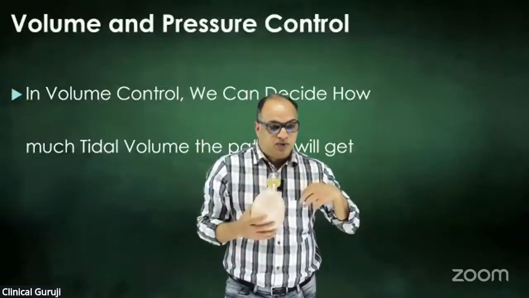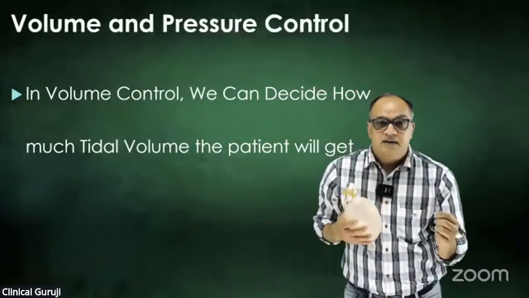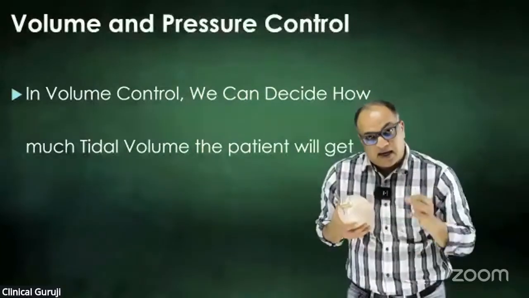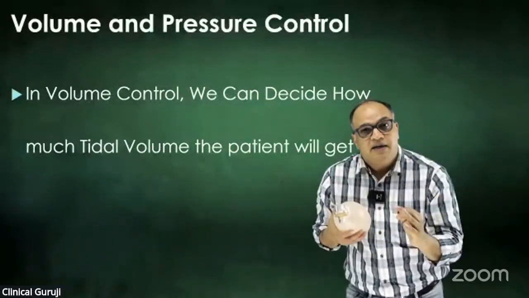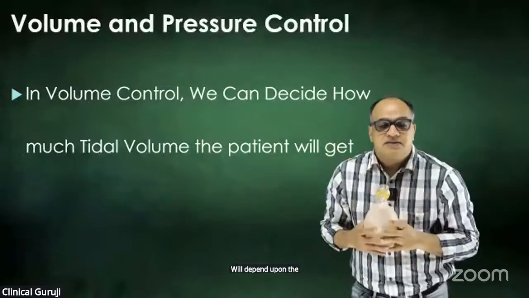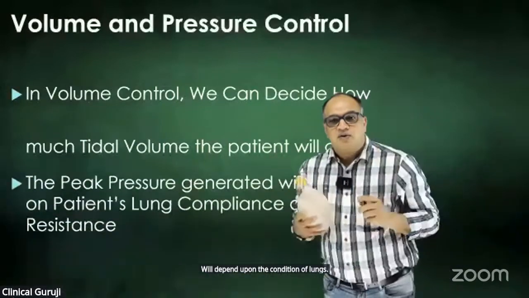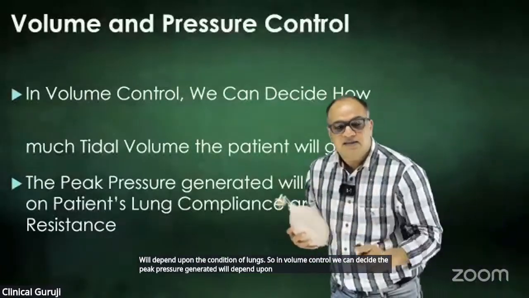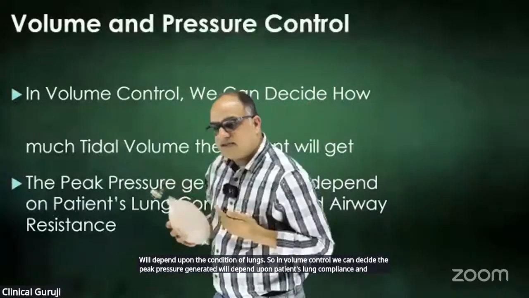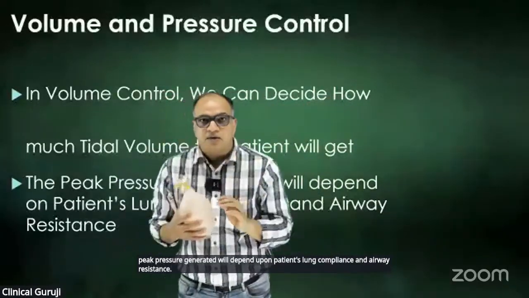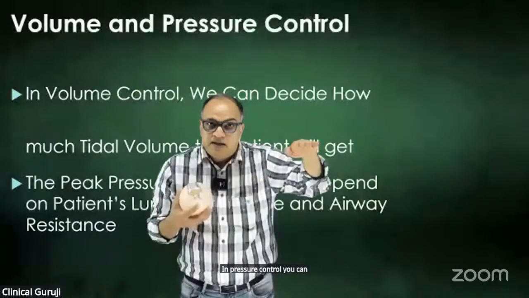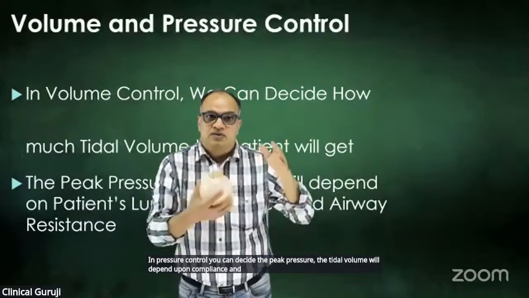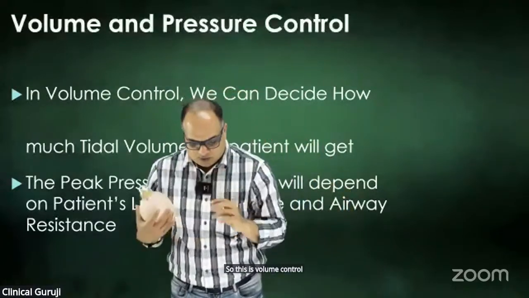In pressure control, we can decide how much peak pressure we are going to tolerate, but the tidal amount generated will depend upon the condition of lungs. So in volume control, we can decide the tidal volume, and the peak pressure generated will depend upon patient's lung compliance and airway resistance. In pressure control, you can decide the peak pressure, the tidal volume will depend upon compliance and resistance. So this is volume control and pressure control.